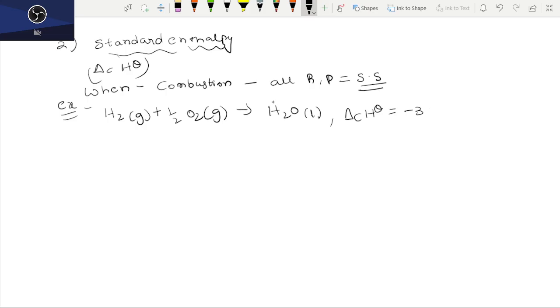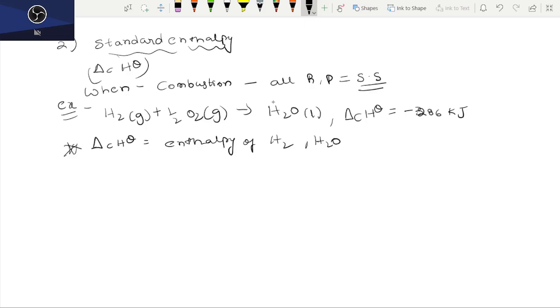Here ΔcH° represents the enthalpy of combustion of H2, and also the enthalpy of formation of H2O. So what does ΔcH° indicate? It is generally indicating the enthalpy of combustion of H2 and the enthalpy of formation of H2O also. This is very, very important. Let us take one more example.